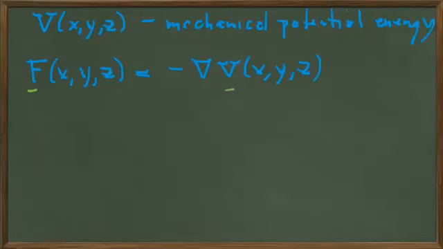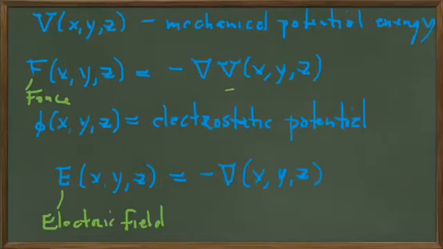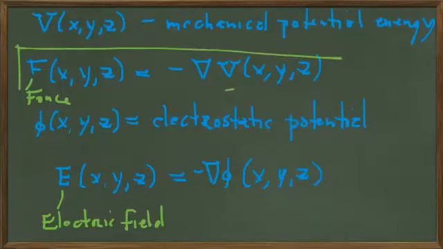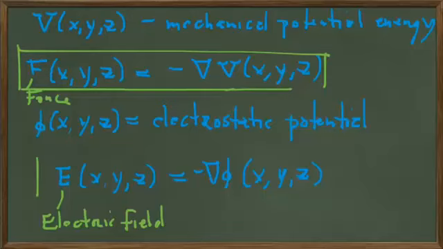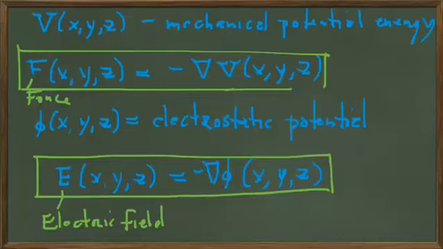And one more. If we let phi of x, y, z equal electrostatic potential, then the electric field is defined as minus the gradient of the electrostatic potential. So we see in these two examples that the gradient is used to define important functions in quantum mechanics like force and electric field.